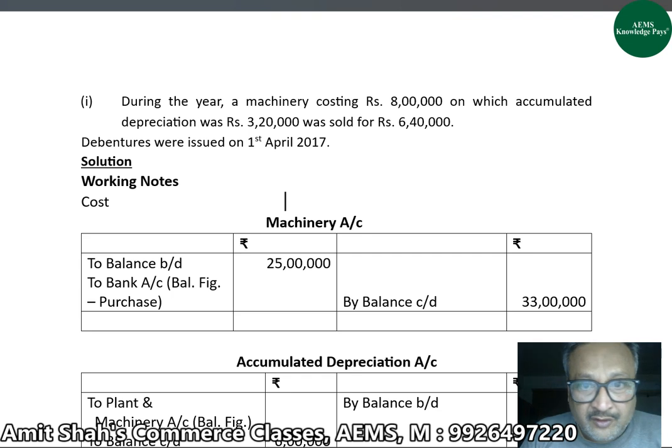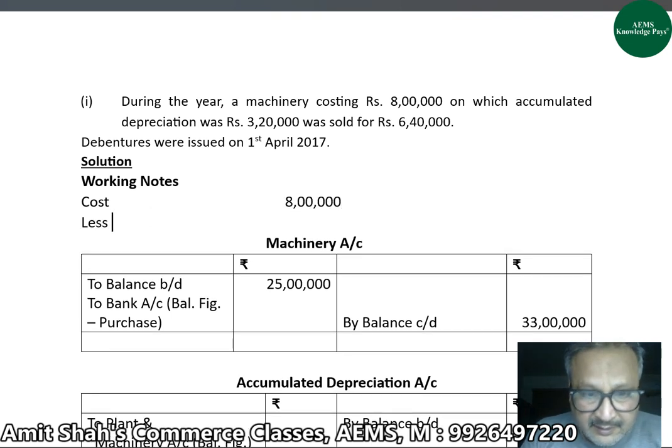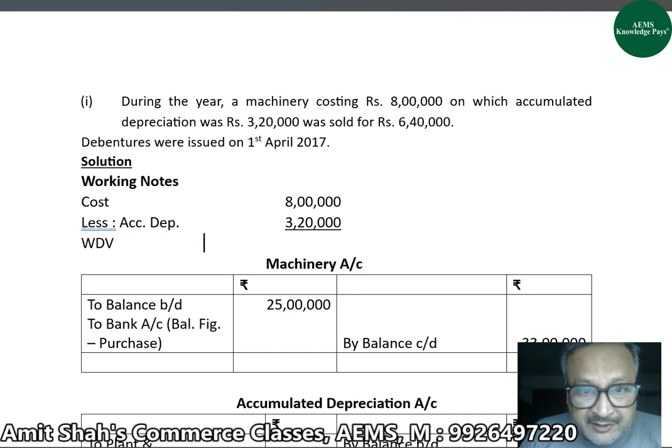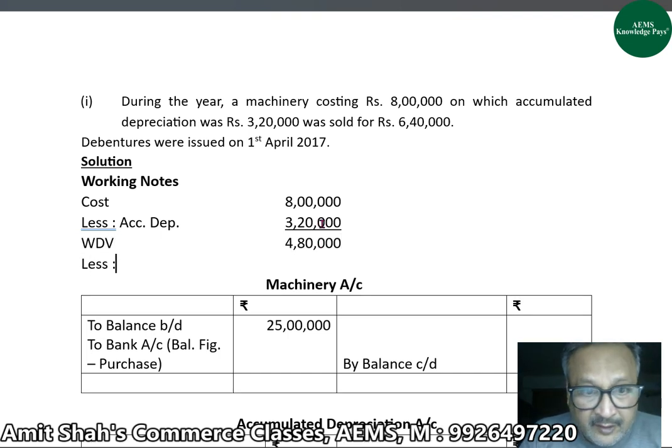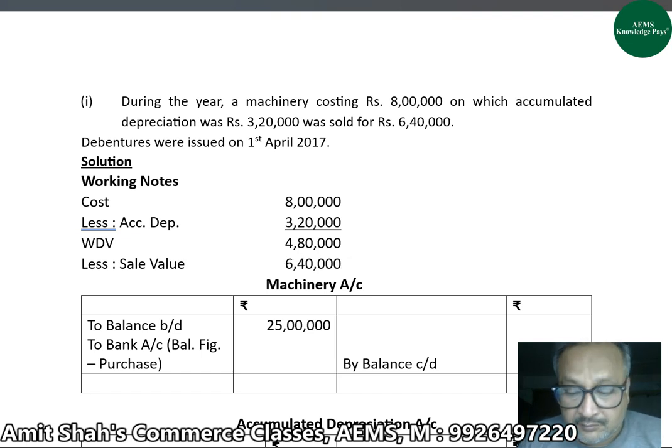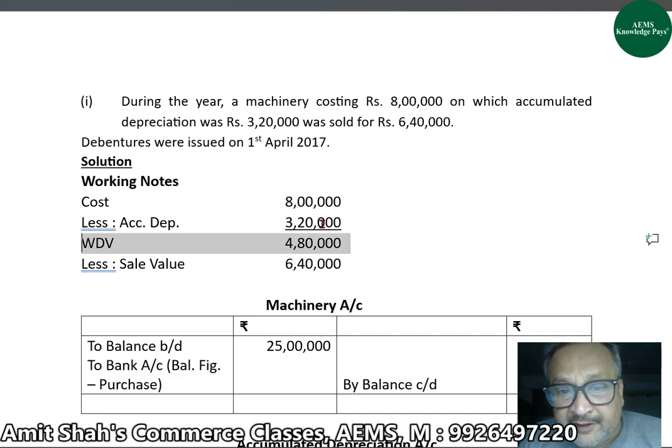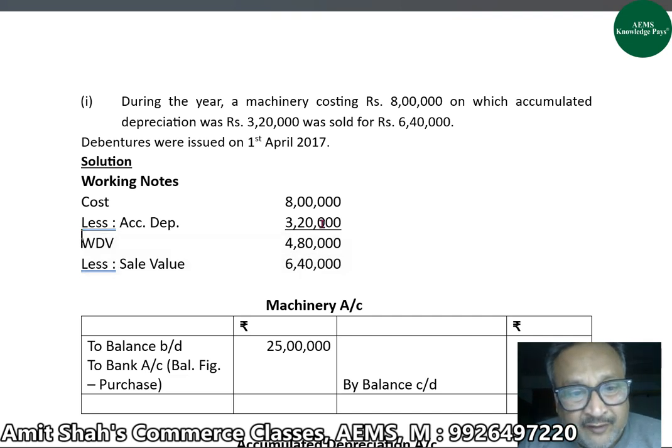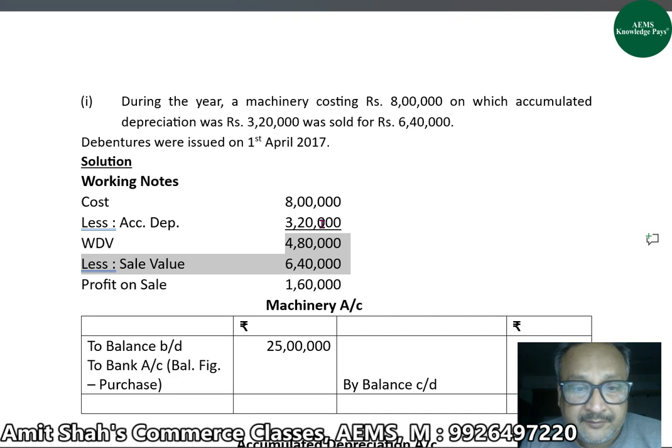So cost of the machinery was 8 lakhs, less accumulated depreciation thereon is 3 lakh 20,000. It means written down value of machinery is 4 lakh 80,000, that was sold for rupees 6 lakh 40,000. So machinery having WDV of 4 lakh 80,000 was sold for 6 lakh 40,000. It means there is a profit on sale of rupees 1 lakh 60,000. That is 640 minus 480.